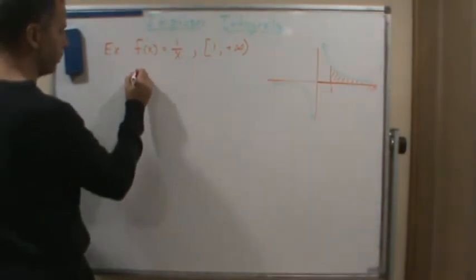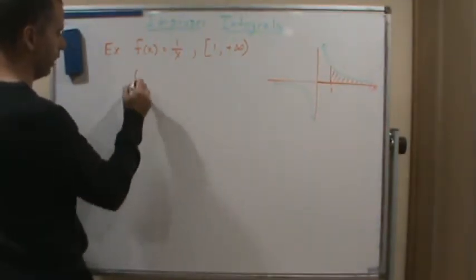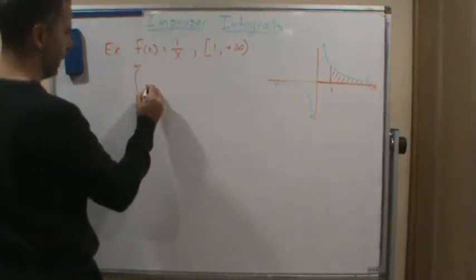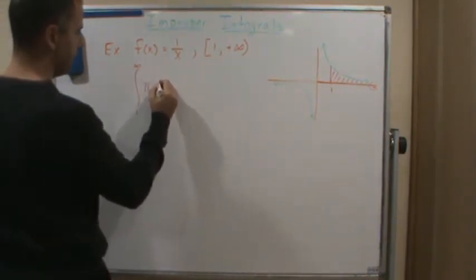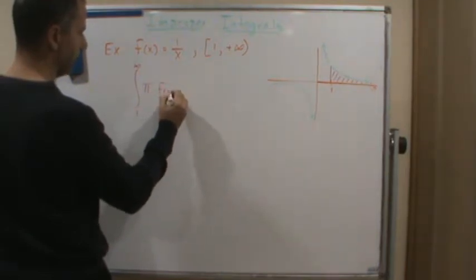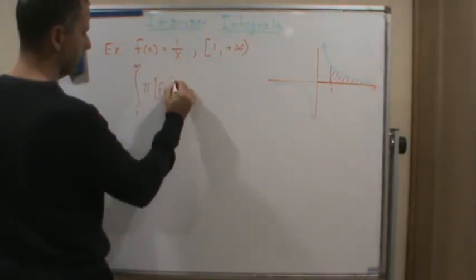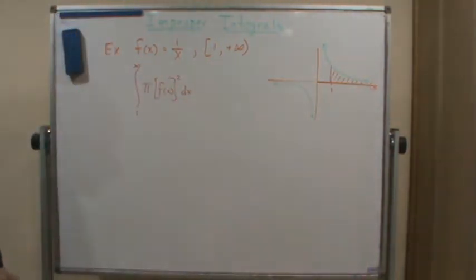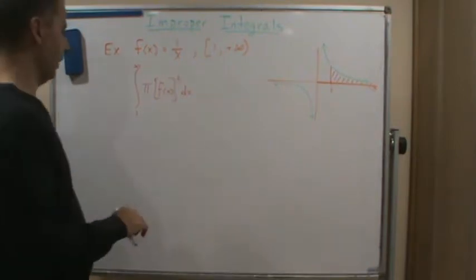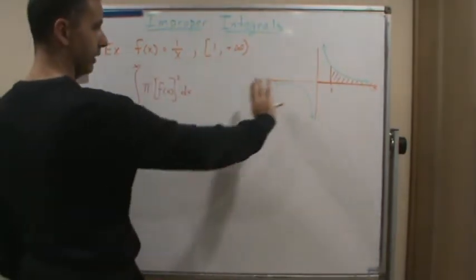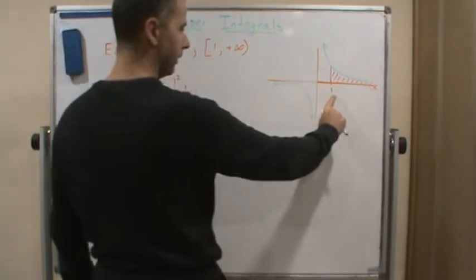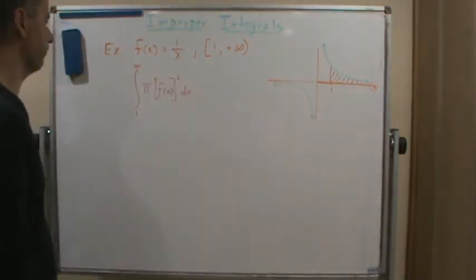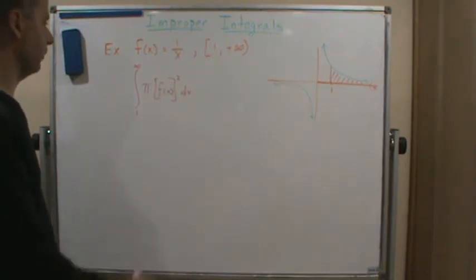So this time we're again going to integrate from 1 to positive infinity. And this time we're going to use pi times f of x quantity squared dx. Just using pi r squared for area. And then we're going to integrate it over this other dimension to get the volume, which is delta x. So let's see what we get.